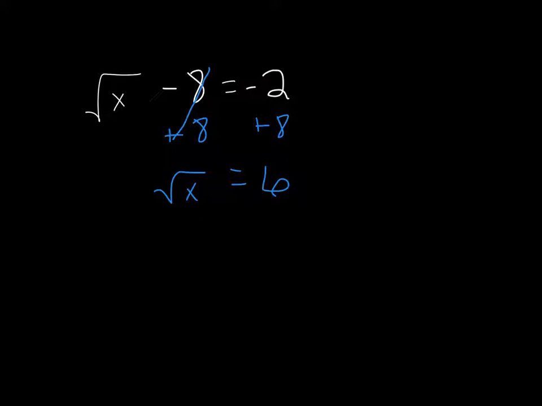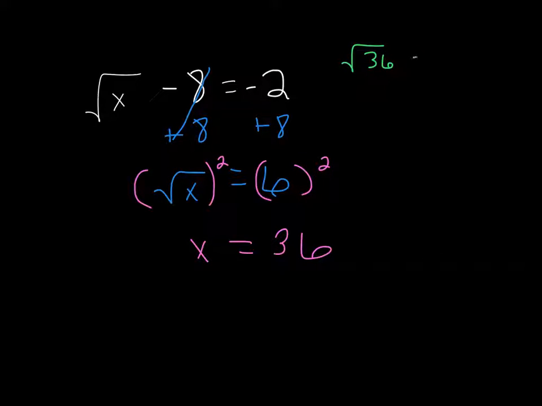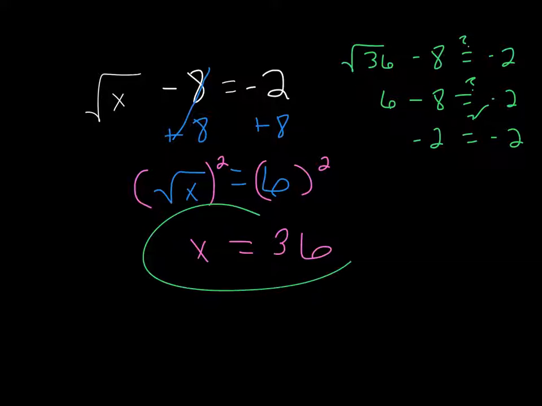Now that the radical is by itself, we can do the inverse of the square root, which is to square. And so x equals 36. And let's check it. Go back to the beginning, plug it in. Square root of 36 minus 8 should equal negative 2. So square root of 36 is 6 minus 8. And then 6 minus 8 is, in fact, negative 2. So that does check. This is our correct answer.